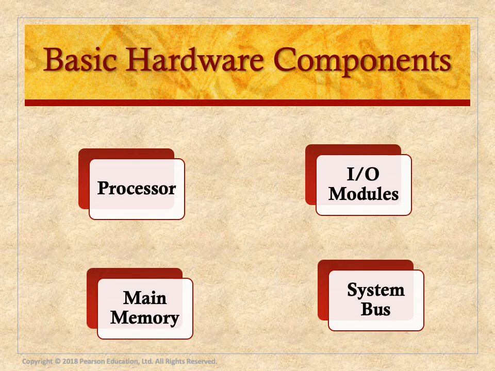Here we have an overview of the basic hardware components of a computer system, which are one or multiple processors, the main memory of the computer, input and output modules, and a system bus. In the following, we will have a look at each of these components and their particular role in a computer system.